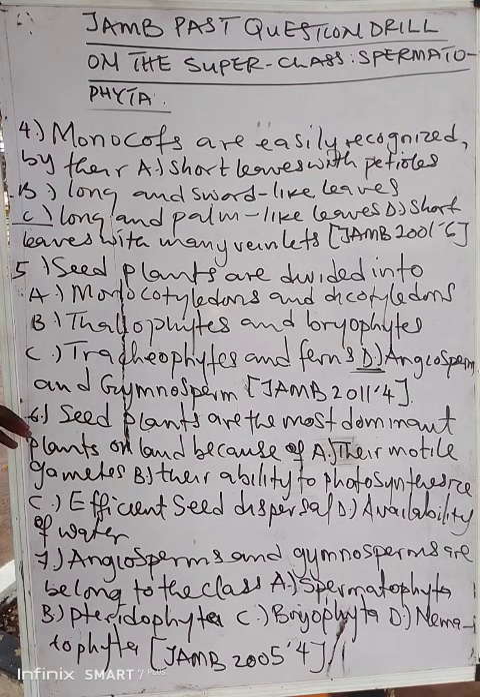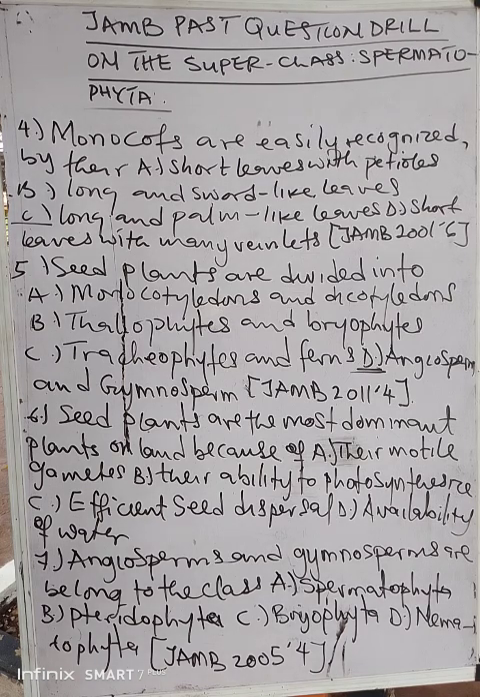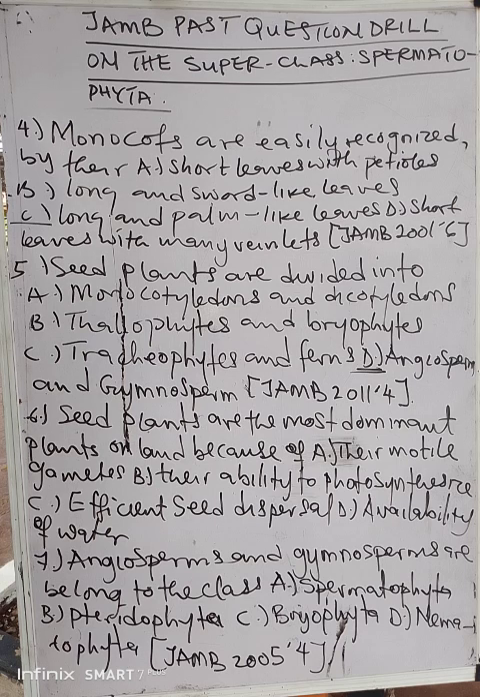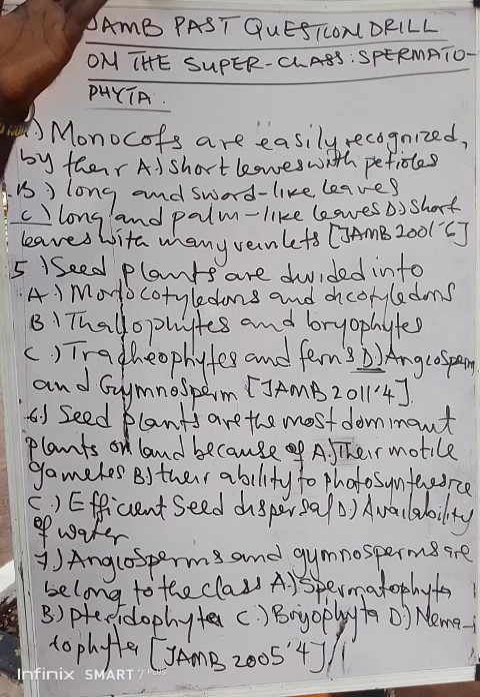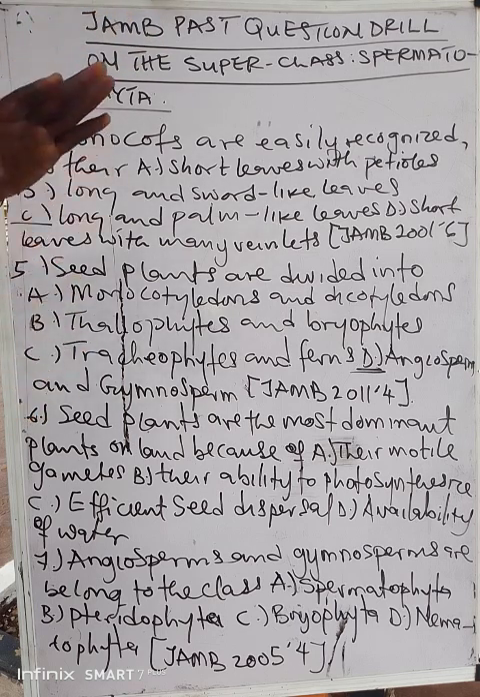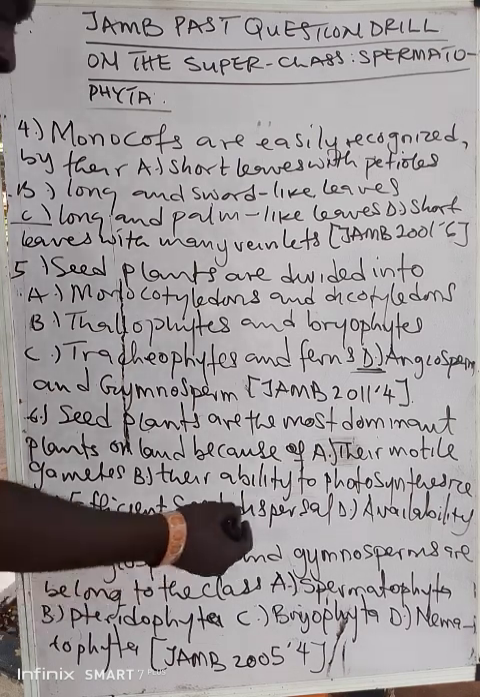Number 6, seed plants are the most dominant plants on land. Why are they the most dominant? They have vascular bundles that they can use to draw water from the ground, so you can find them anywhere. Most plants that are non-vascular, if their spore gets to a place where there is no water, they can't grow. But with these ones, so far they can germinate, their seed will draw water because they have vascular bundles. There's always availability of water, and that is option D.